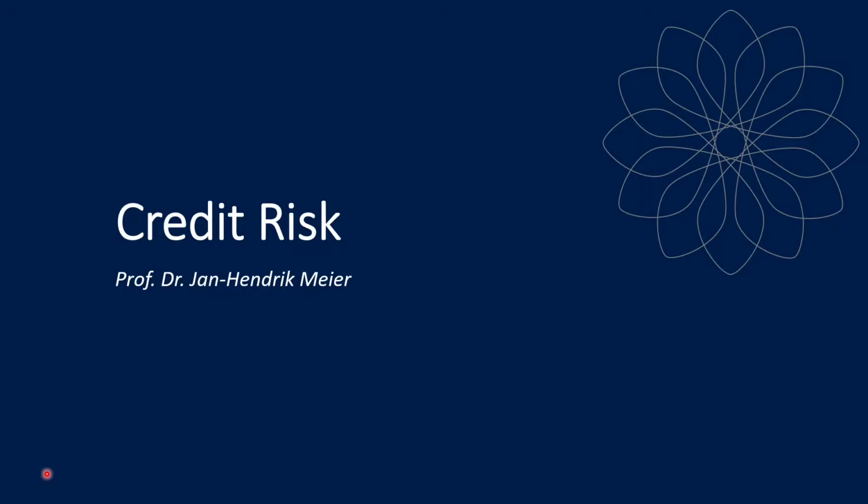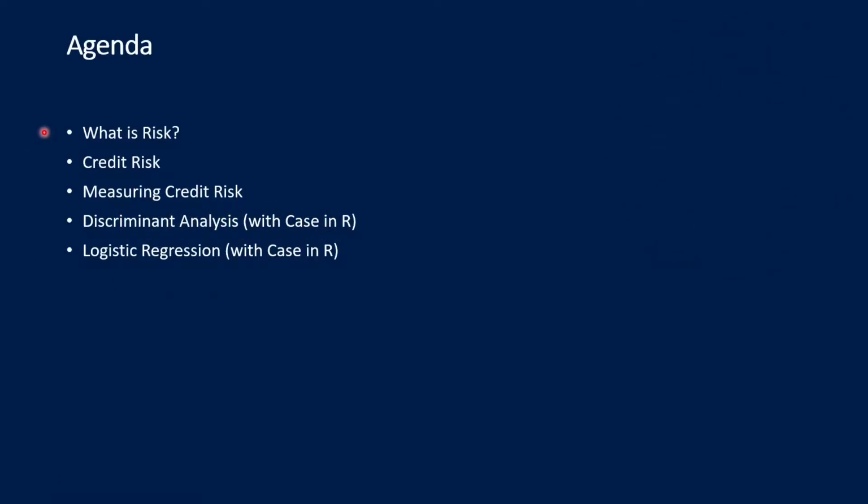For this video I planned the following. First of all, I would like to talk about what risk is. Then I would like to specify this definition and go into some credit risk. Next, we're going to talk about how to measure credit risk, and we're going to apply the discriminant analysis and the logistic regression to build up some credit rating or credit scoring model in R.